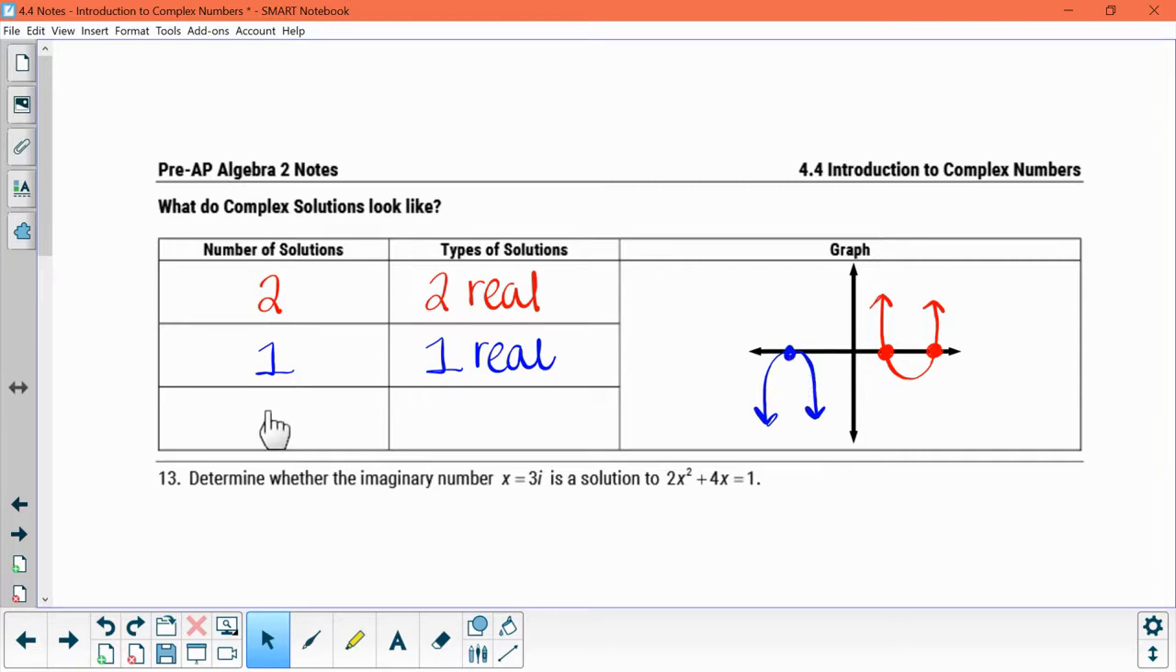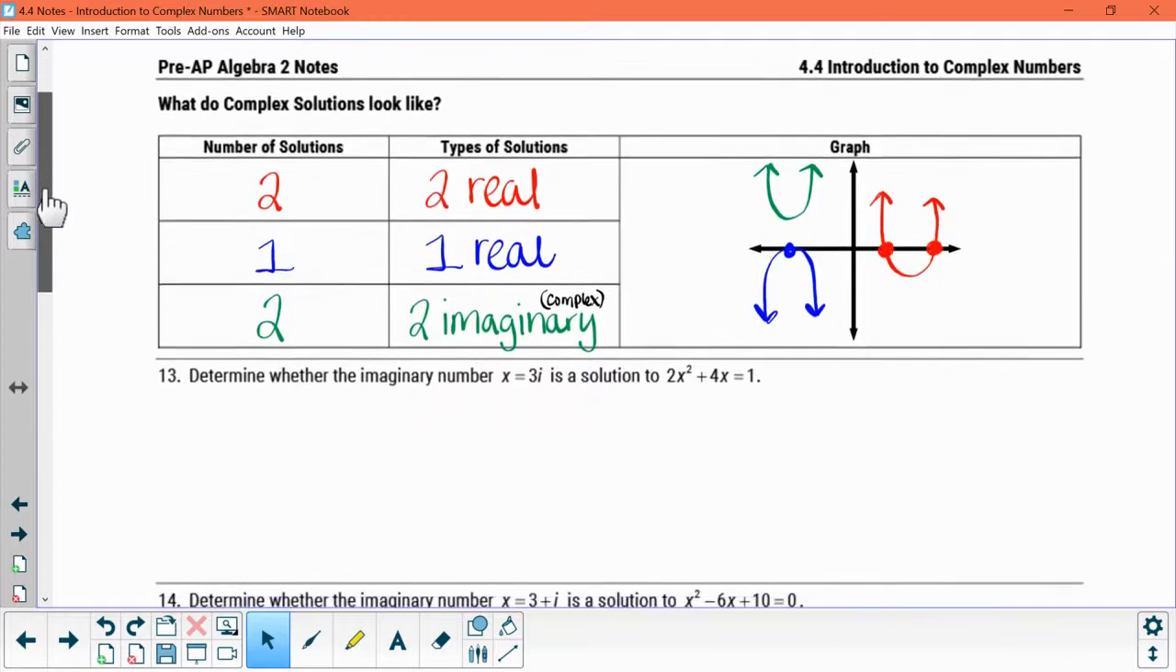And our third possibility is having two imaginary or two complex solutions. And this is a quadratic equation, a graph where it is not touching the x-axis at all. This one's going concave up. It could also be concave down as long as it is not crossing the x-axis.